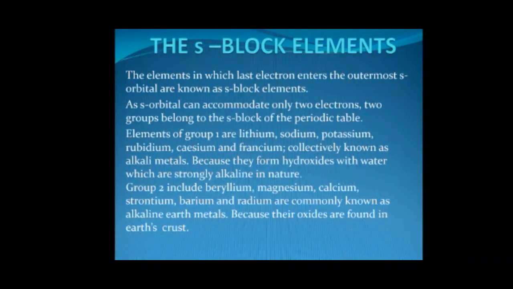Elements of group 1 are lithium, sodium, potassium, rubidium, cesium, and francium, collectively known as alkali metals, because they form hydroxides with water which are strongly alkaline in nature. Now group 2 elements, these include beryllium, magnesium, calcium, strontium, barium and radium, commonly known as alkaline earth metals because their oxides are found in the earth crust.